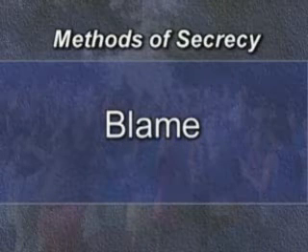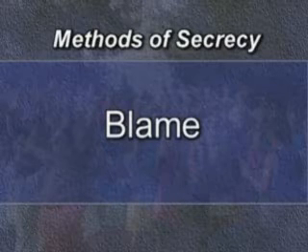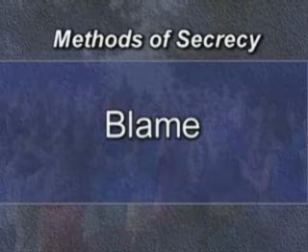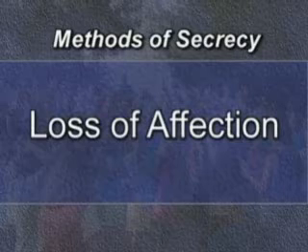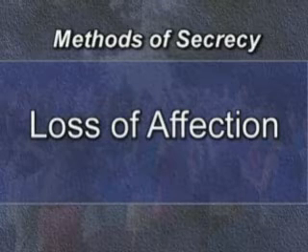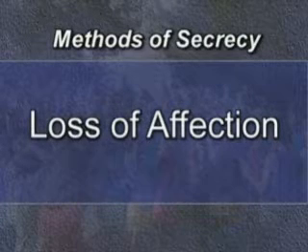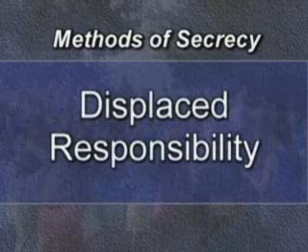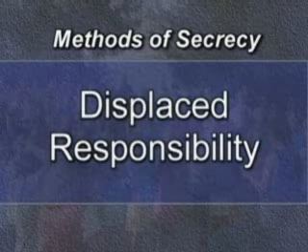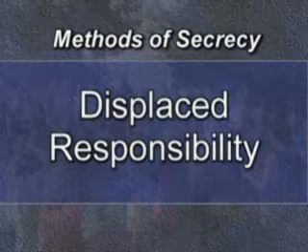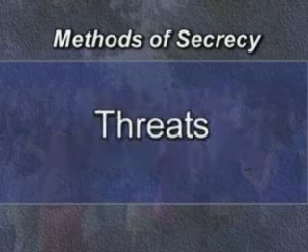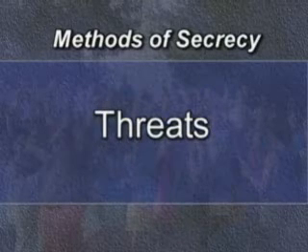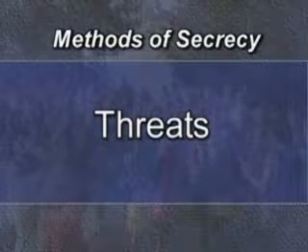Blame. The molester tells the child they are at fault for what has happened. Embarrassment. Children realize that what has taken place is wrong. Loss of affection. Often the molester is a person that is loved by the child. Displaced responsibility. The child blames themselves for the molestation. Threats. The molester will threaten the child or someone in the child's family with physical harm.